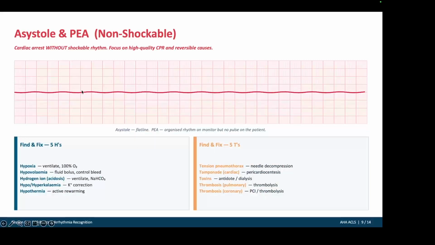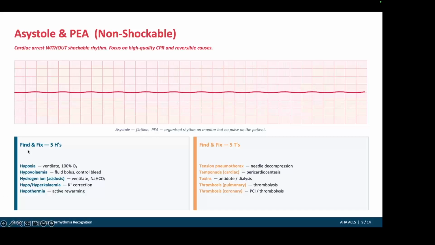Next rhythms are asystole and pulseless electrical activity, which are non-shockable. So for cardiac arrest without a shockable rhythm, you have to focus on high quality CPR and reversible causes. Asystole is nothing but a flat line. In PEA, pulseless electrical activity, there will be some rhythm on the monitor, but there will not be any pulse.